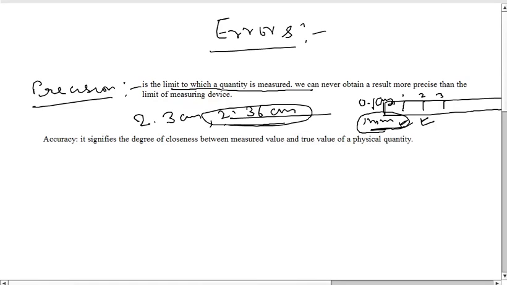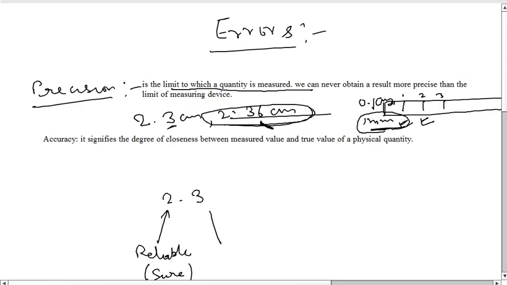This quantity is more precise because I can measure up to 2 digits after the decimal. Let me explain what these different digits are. This part is known as the reliable digit. Reliable, because obviously we will be sure that this is reliable. Yes, this is a sure part.